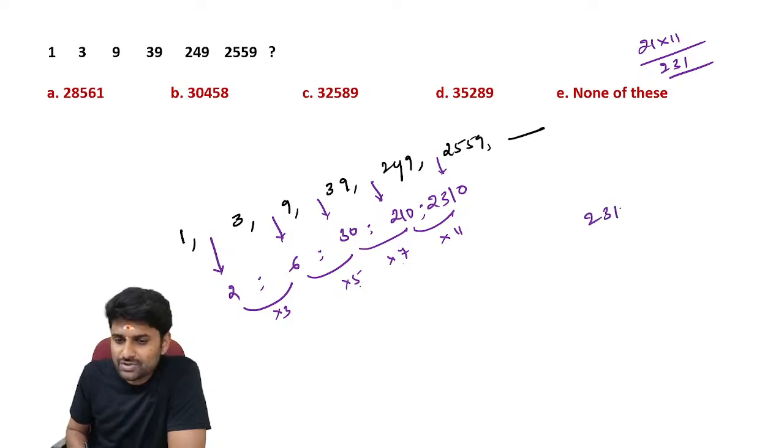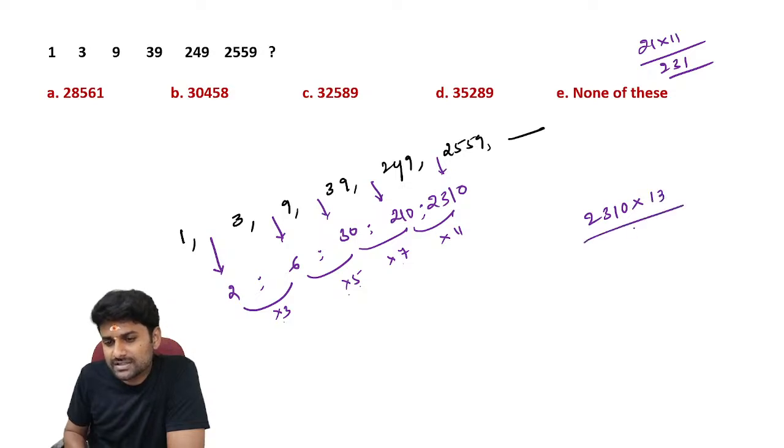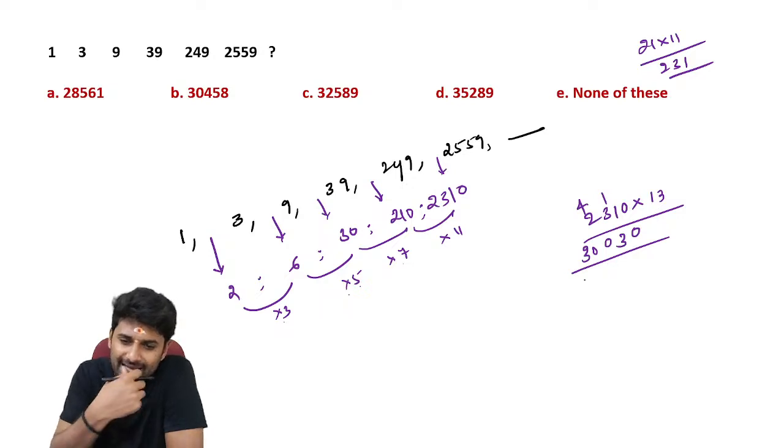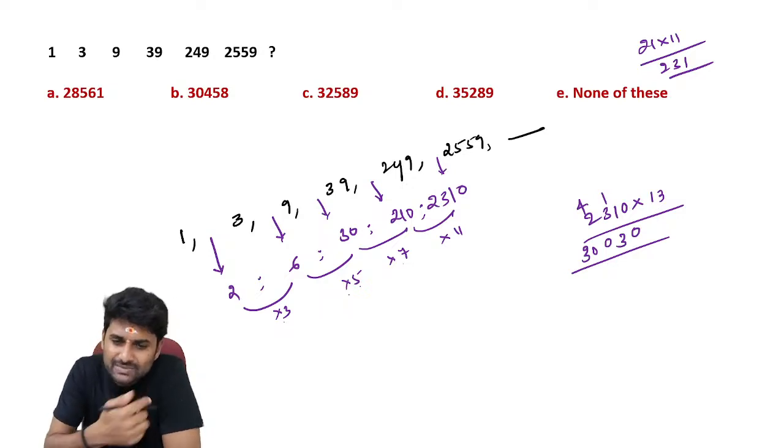Let's go for 2310 multiplied with 3, 5, 7, 11. Then go with the 13. 13 threes, 39, 40. 13 into 2 is 26 plus 4 is 30. So we have to add 30030.